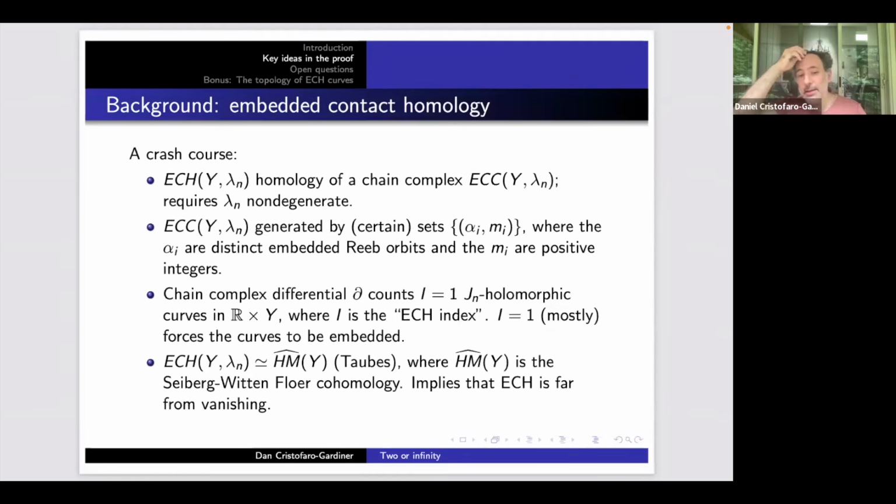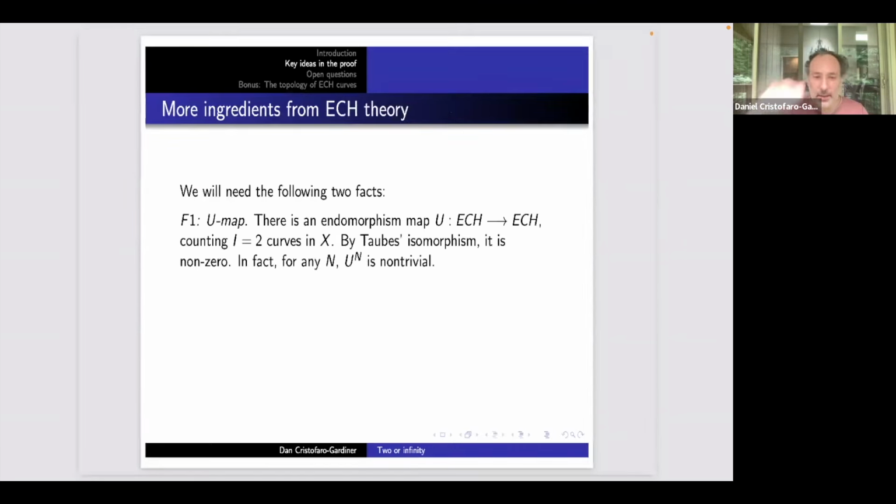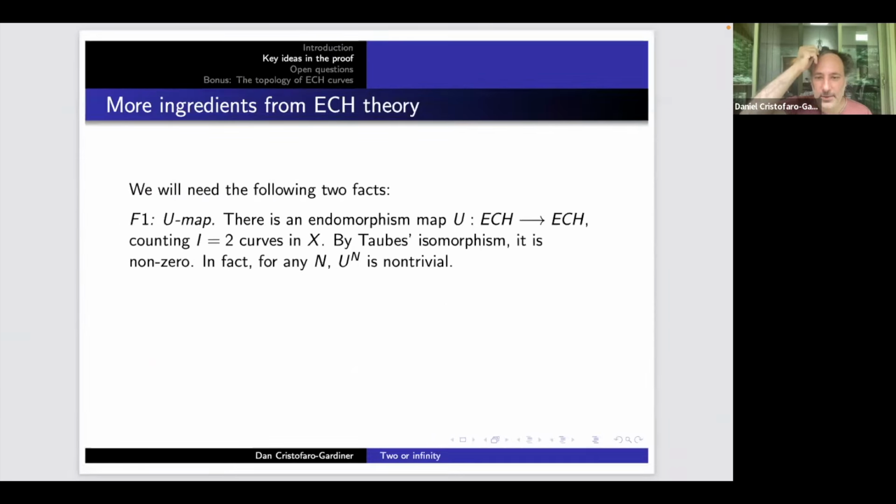And very importantly, it's isomorphic to the Seiberg-Witten Floer homology. So it's very, very non-trivial. That's already important for our purposes because we want to find some holomorphic curves. If this thing is 0, it's not going to be very useful for that. It's isomorphic to Seiberg-Witten, so it's not 0. Okay, I went through that fast because there have been many talks on ECH theory. We need 2 facts that are more subtle. I call them F1 and F2.